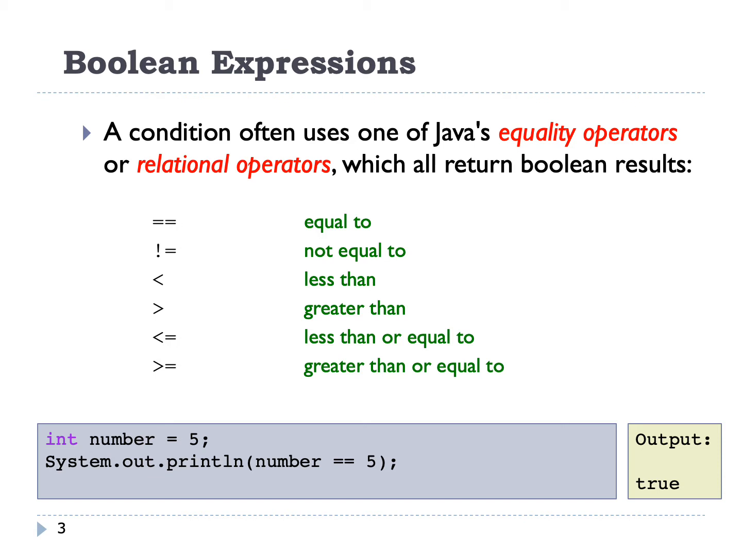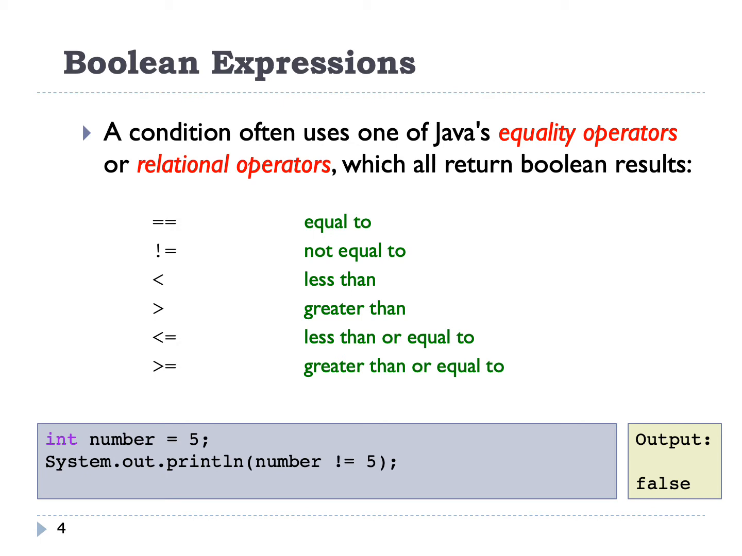Say that we have int number equal to 5, System.out.println number equal to 5. What do you think the output will be? When we write number equal to 5, we are writing a logical expression. A logical expression has a value either true or false. If we run this code, it will display true because we are comparing the value 5 with 5.